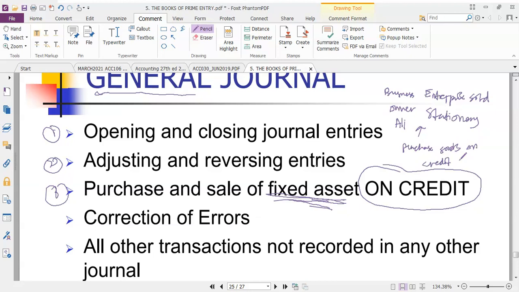Okay. Sekarang ni saya tanya. Purchase goods on credit. Kita nak letak dekat general journal ke dekat purchase journal? Jawab. Semua sekali jawab pun tak apa, serentak. Kalau jawab, maknanya you faham. Okay, Ali is the owner of enterprise stationery that sold stationery. He purchased goods on credit. So kita nak masuk general journal or purchase journal.